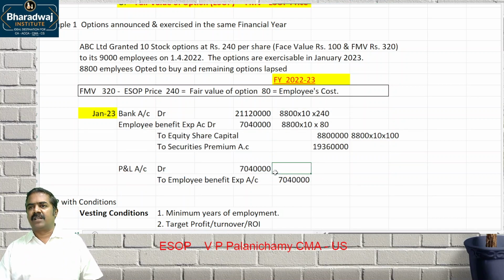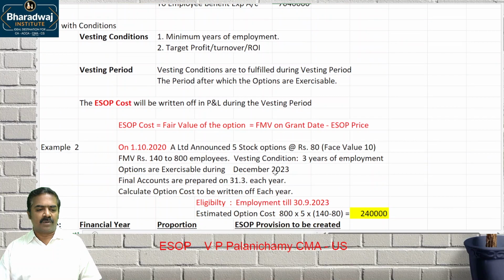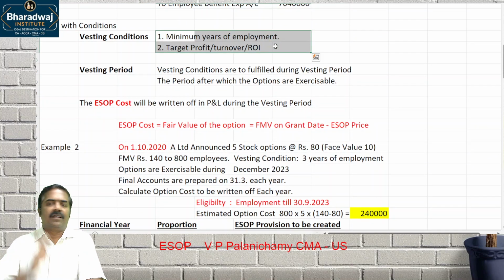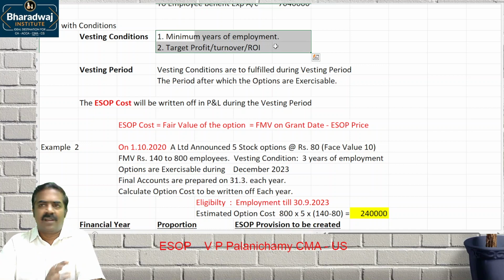Whatever is the expense that is recognized, in which account? P&L account. Suppose there are certain vesting conditions. What do you mean by vesting condition? The condition to be fulfilled to exercise the option. If that is there, we will write off that cost over the period of vesting. For example, if the vesting condition is 3 years, whatever cost you work out, you write off over that 3 years or 2 years or 4 years, like we had seen.